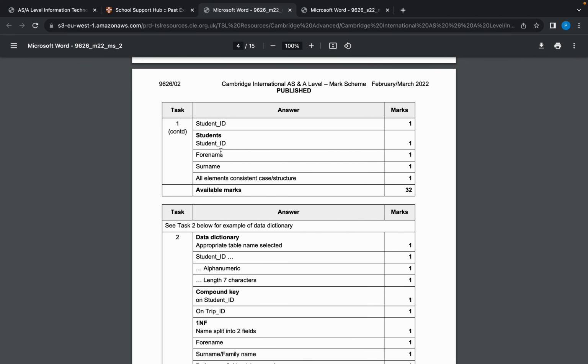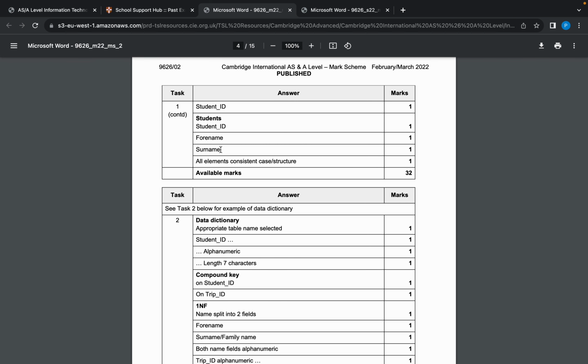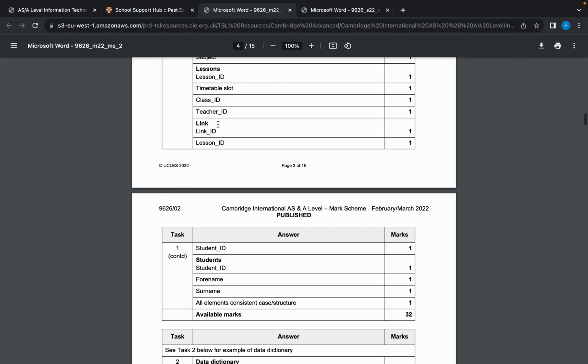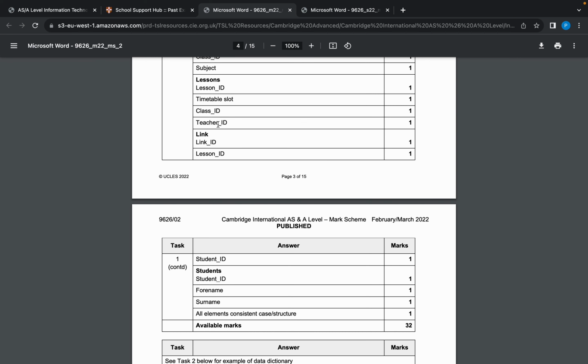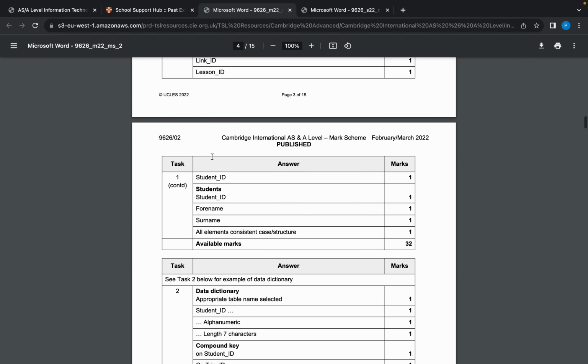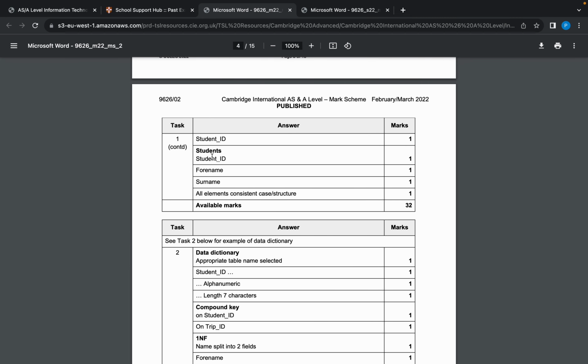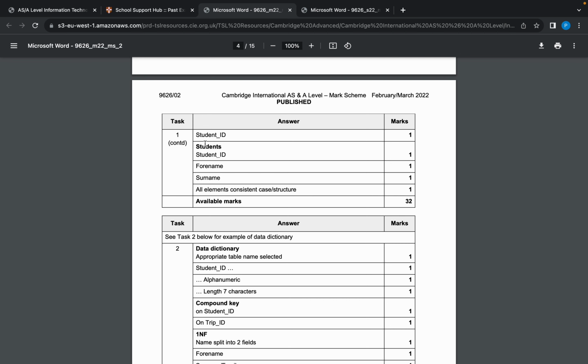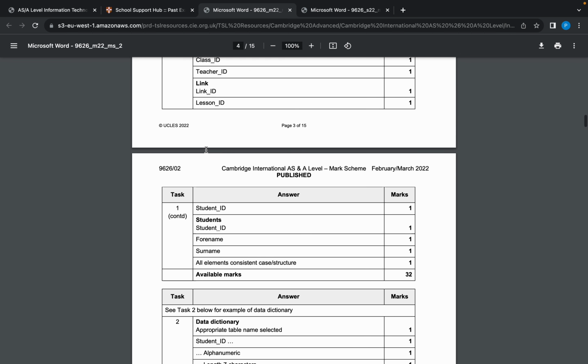Student ID, yes. What's this student? Oh, linked lessons, huh? Lessons. Oh, right, sorry. Lessons needed that, yes. Oh, I misunderstood what was going on. The time slot, which I didn't get. Class, yes. Teacher, yes. Okay. I've lost count of what's going on here, but I know I'm only going to get one wrong, so that's the easiest way to figure it out. But I just want to show you how this mark scheme works.